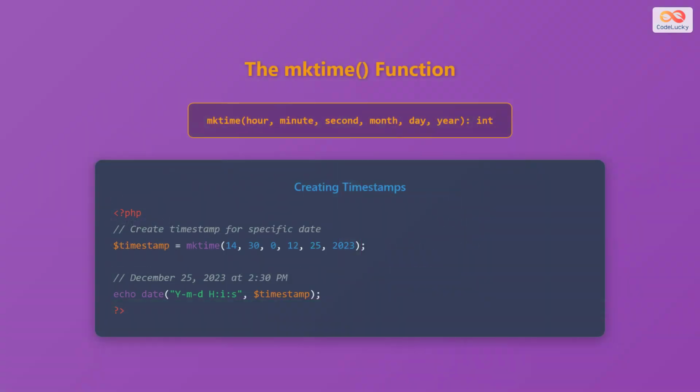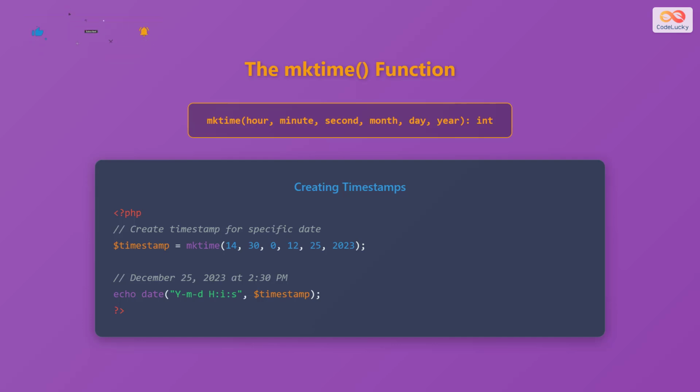The mktime function allows you to create a Unix timestamp for a specific date and time. It takes the hour, minute, second, month, day, and year as arguments and returns the corresponding Unix timestamp as an integer. Here's an example of how to use it.